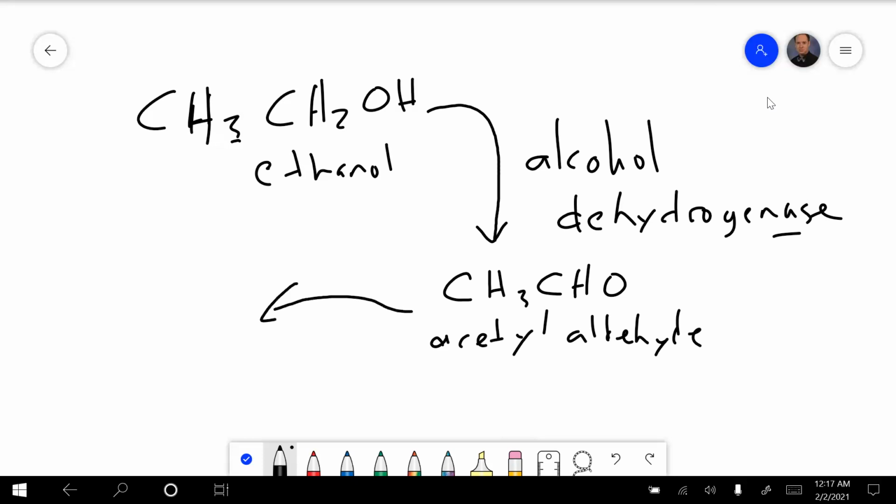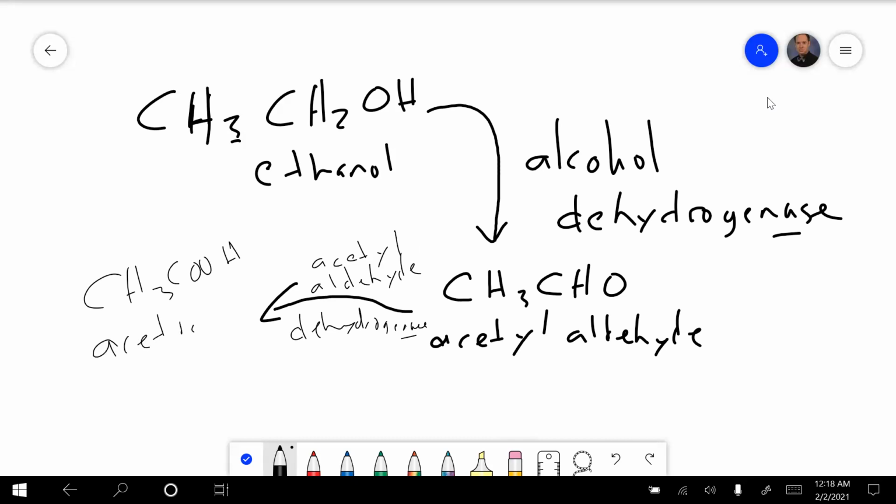this molecule is torn apart by another enzyme called acetaldehyde dehydrogenase, and it's going to turn that acetaldehyde into another molecule, CH3COOH. It's called acetic acid.